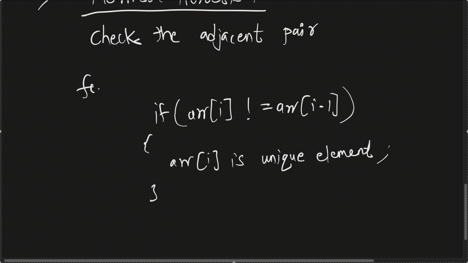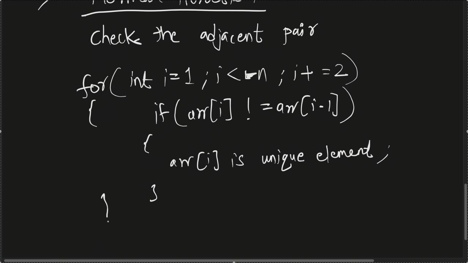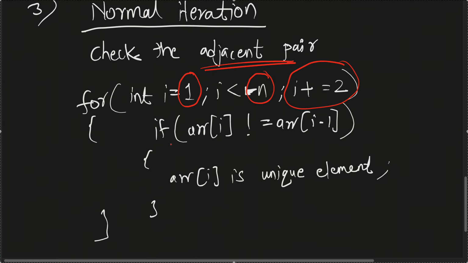And we will iterate from I equal to 1, I less than n, and I plus equal to 2, because we are searching for the adjacent pair. So that's why we will iterate I equal to I plus 2, because we are checking the adjacent pair. We are starting I from 1 and ending at I less than n. So this can be the normal iteration approach.